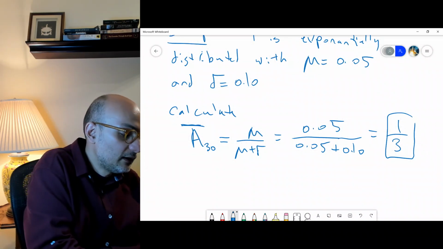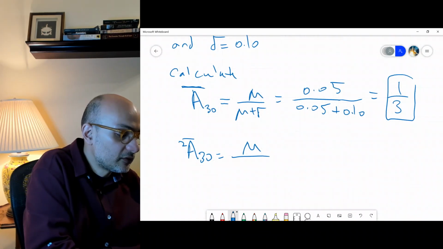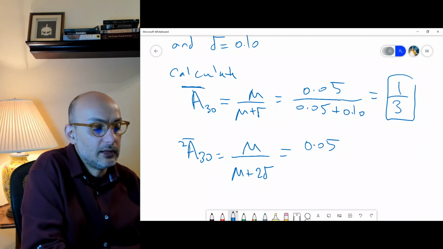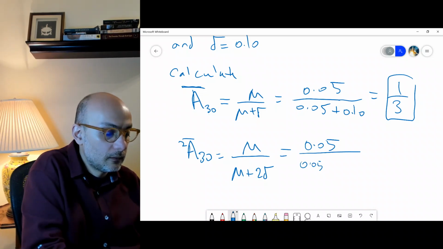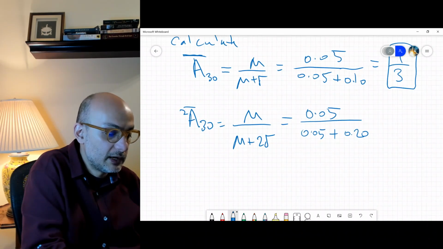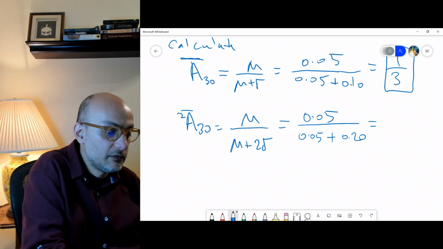If you want to calculate the second moment, it's mu over mu plus 2 delta, 0.5 over 0.5 plus 0.2, and this is where many mistakes are made, sometimes you multiply mu by 2, not delta. So we need to be careful. What's multiplied by 2 is delta, right, because we multiplied by 2. So this will be 5 over 25, 1/5.